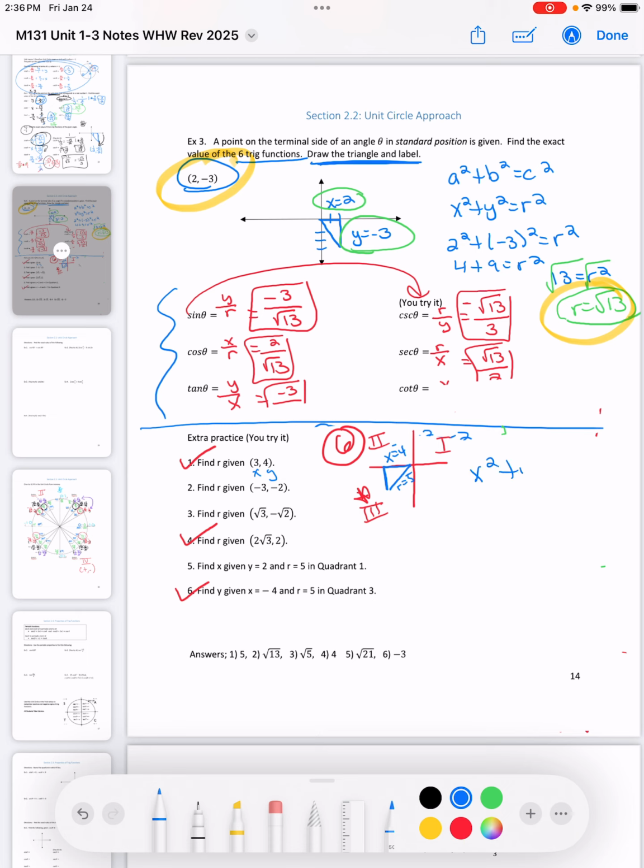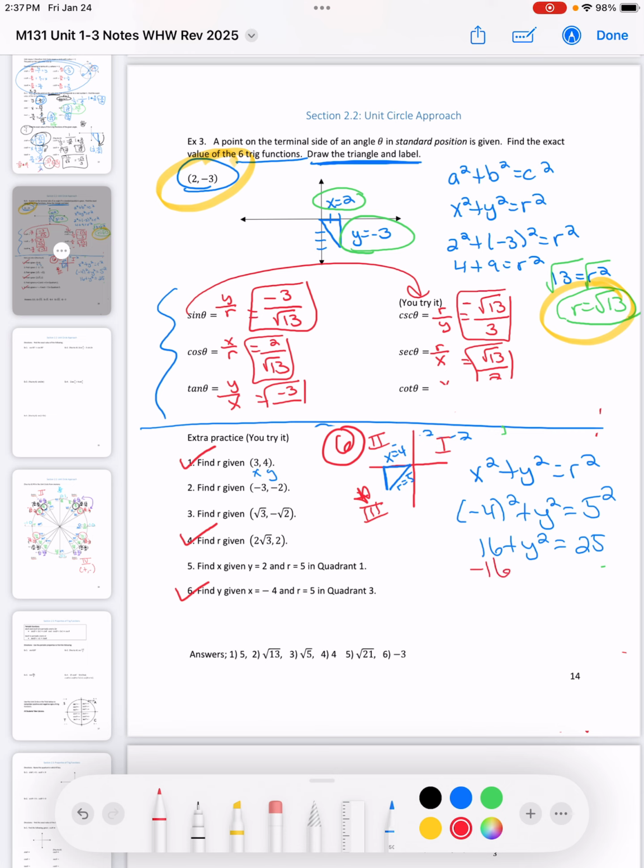Still using that Pythagorean theorem, but this time I'm going to plug in -4, and I'll make sure negatives get put in parentheses, and r is 5. So that's going to give me 16 plus y squared is equal to 25.